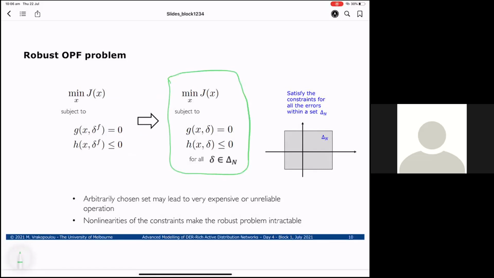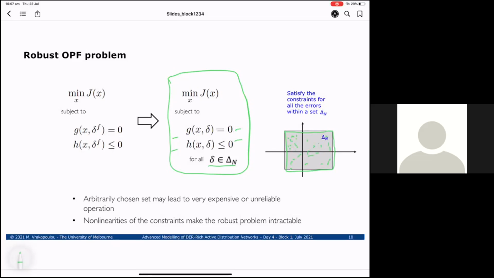So what it means is that you're going to minimize your objective function, the minimization of your generation, subject to X, your decision variables, and your constraints in the system. But this time your constraints are going to be a lot more, because you want to satisfy them for all delta that belongs to a specific set. So let's assume a rectangular set, for example. For all delta inside here, which are infinitely many, you want to satisfy these constraints. In general, for a general problem, this is not easy to solve.